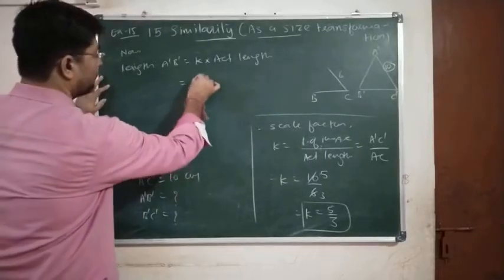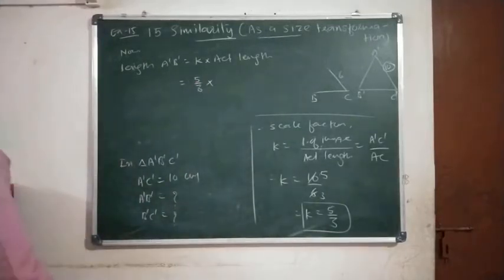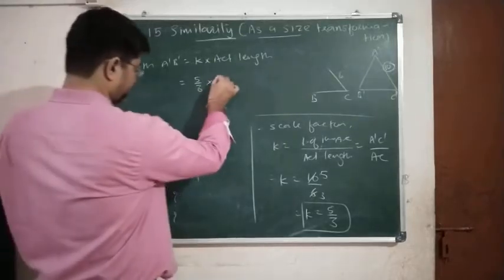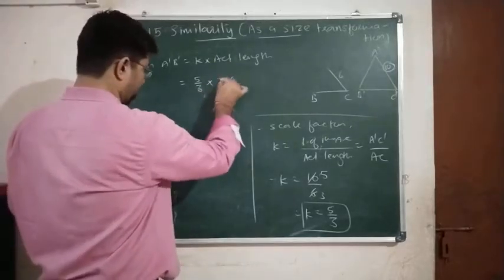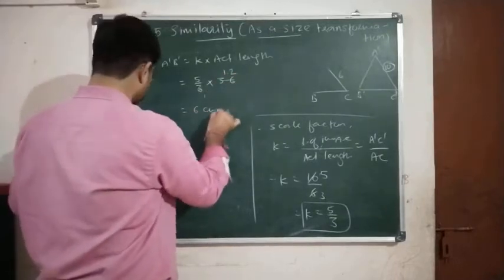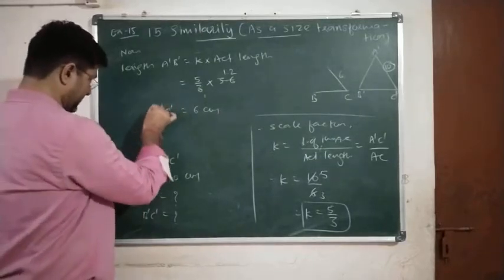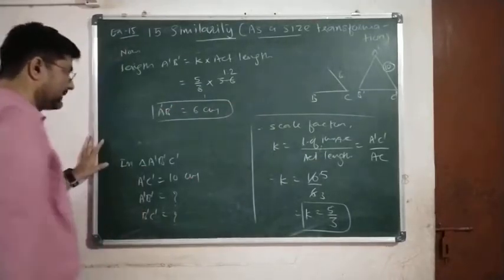So length we have to find out. K we got to be 5 by 3 and the length of AB is given in the question. The length of AB is 3.6. So 3 into 1.2, so 6 centimeters we will get. Yes or no? A'B'. This is the length A'B'.